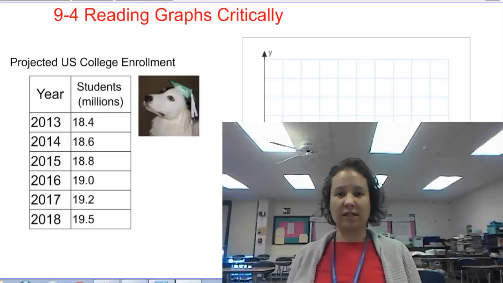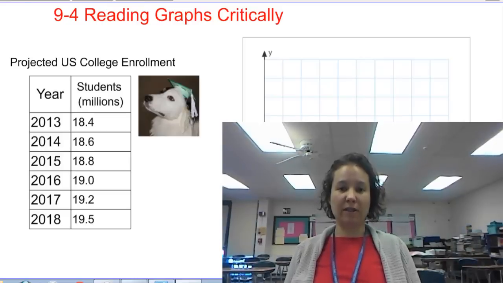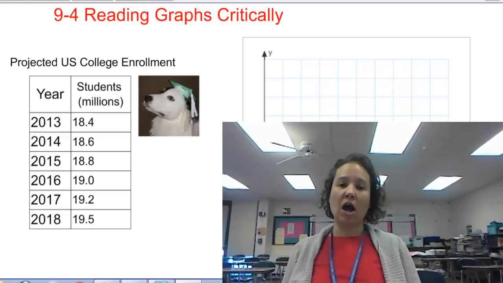And the reason that's still projected is because that was just last year. It hasn't been long enough for them to gather all the data and know for sure how many people actually attended college. So even though it's passed, it's still a projected value. And then you can see that the values go up from there. You can see that we're counting in millions. So I'm going to want to count in millions on my vertical scale on my graph as well.